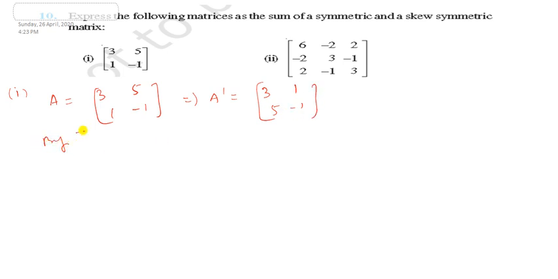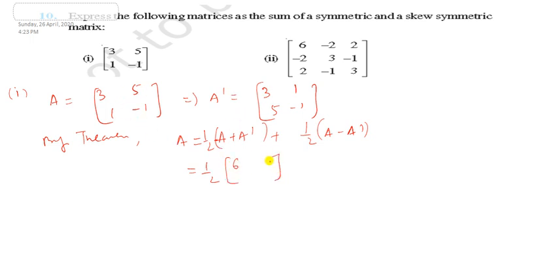So by the theorem, just now I have told, your matrix A can be expressed as the sum of a symmetric, that is half of (A plus A'), plus half of (A minus A'), that is the sum of a symmetric as well as a skew symmetric matrix, half, and A plus A'.